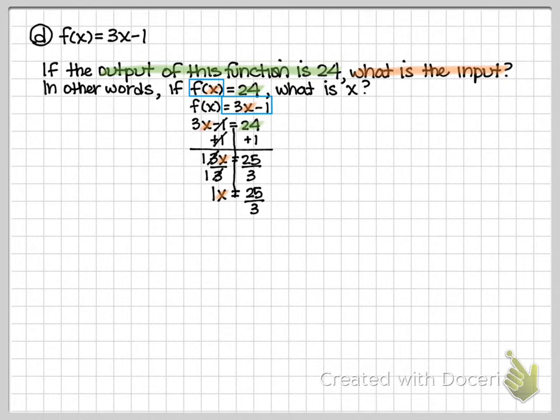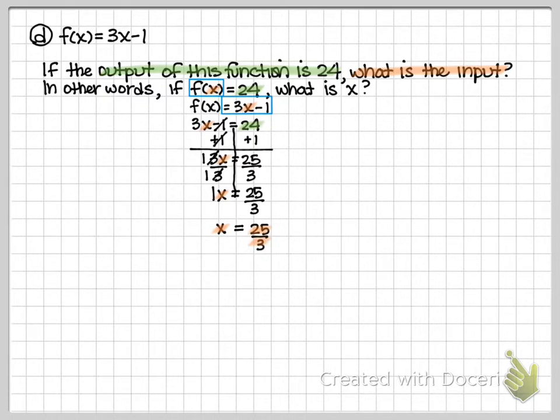Now, I don't need the 1 in front of the x, so I can actually drop that. So I get x equals, so there's my x, drop down my 25 over 3. Once the x is by itself and you have just a plain old number on the other side, you just found the input. That's what x is going to be.